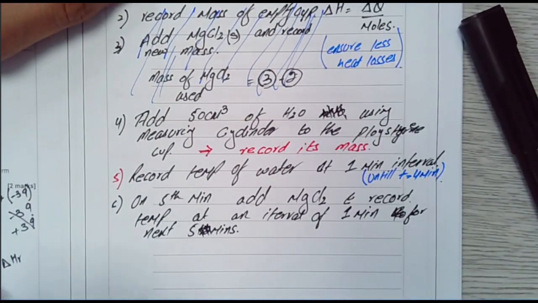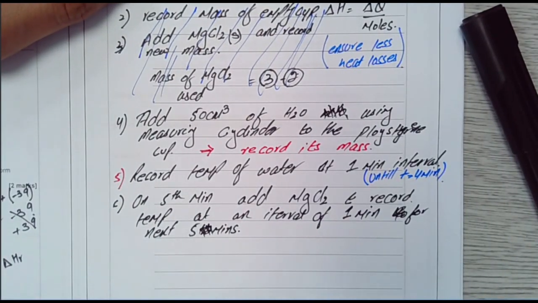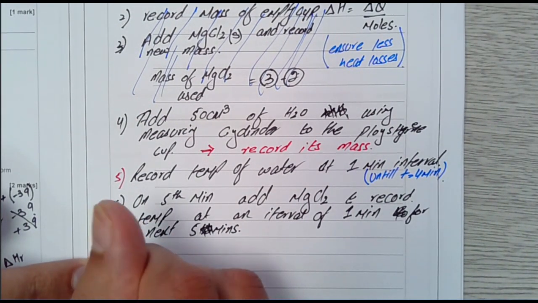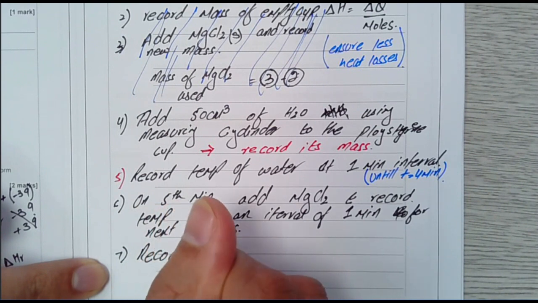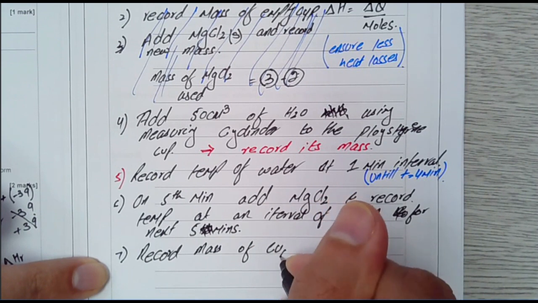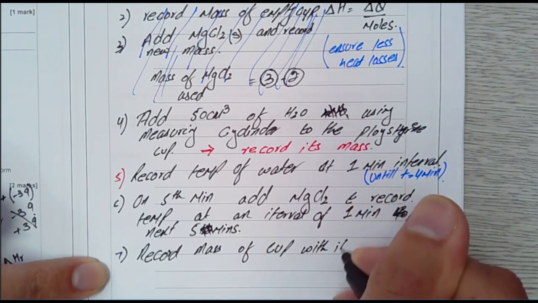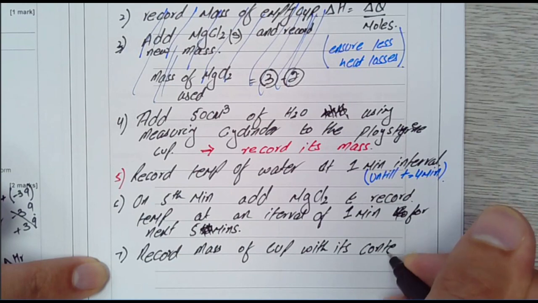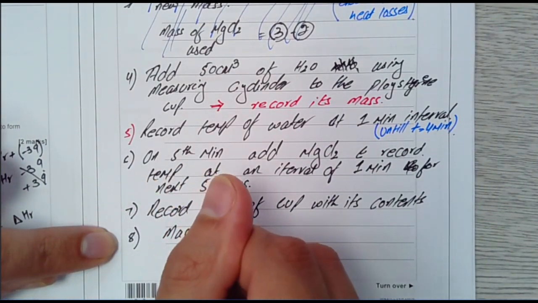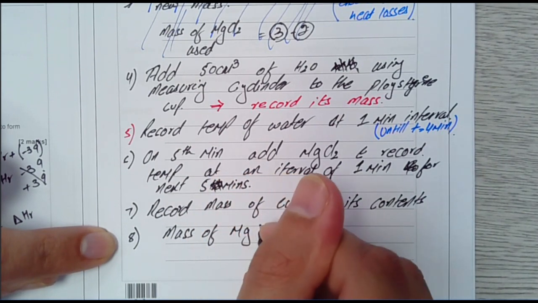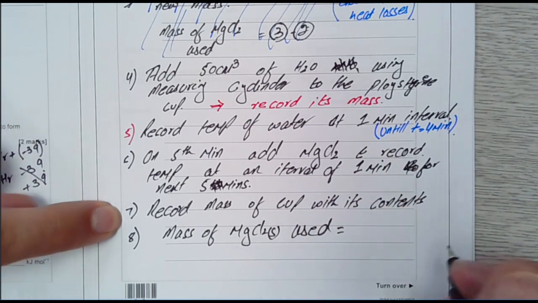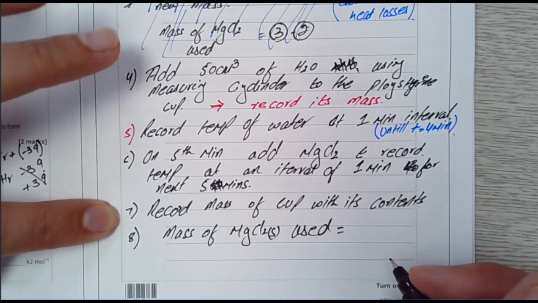Now on the 5th minute, we are not recording any data. Then what do I do? Number 7, I can say you will record the mass of the cup with its contents. Now I can then say number 8, the mass of MgCl2 solid used will be equal to 7 take away 4.